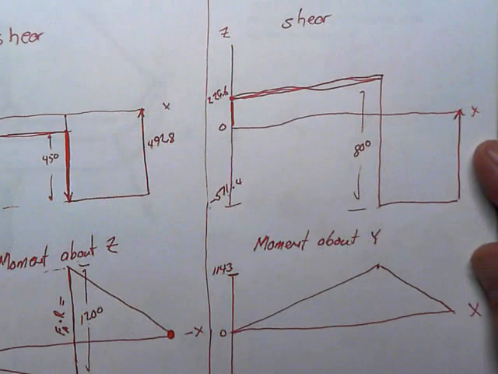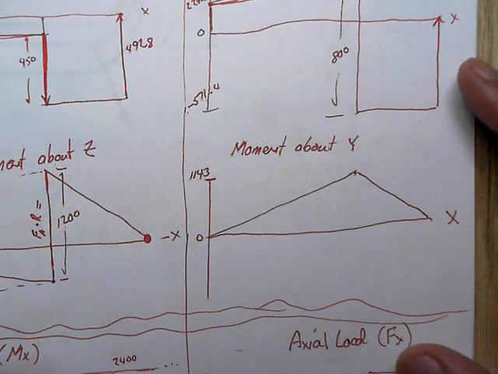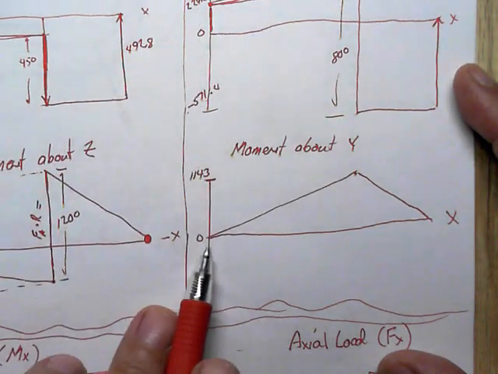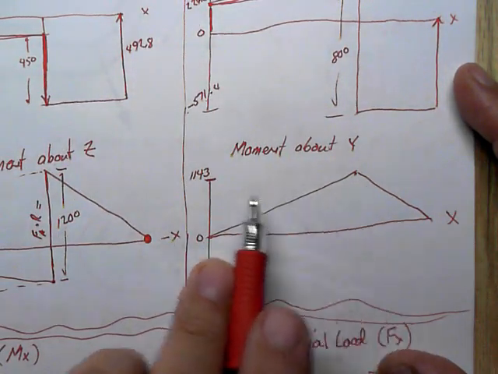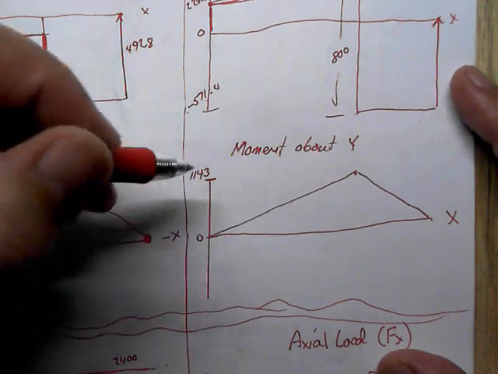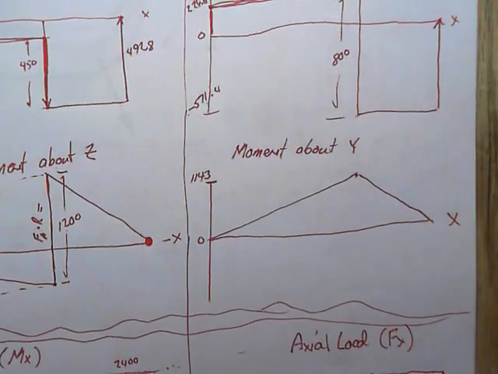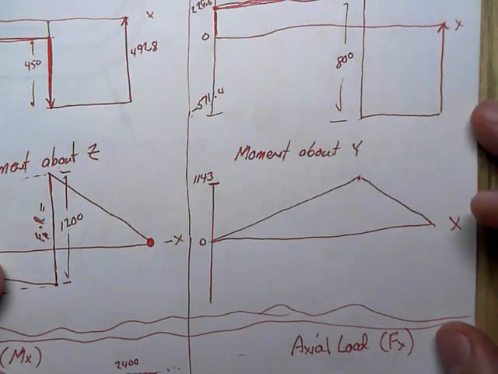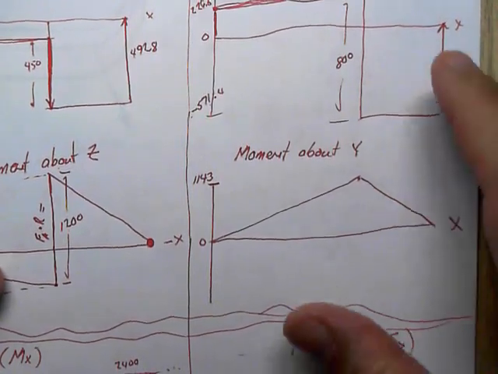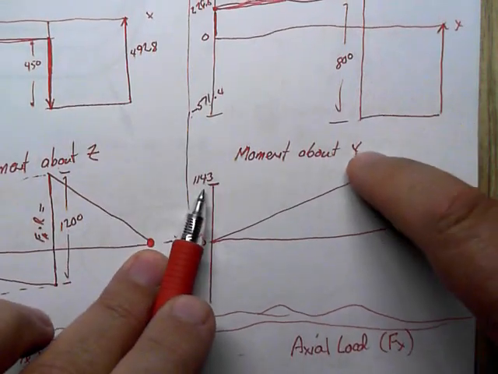Our moment about the y-axis, since we're in the XZ plane, moments would be about the y-axis, and that would be the distance we travel away from the 228.6 load. Traveling 5 inches gets us to 1,143. Okay, so it gets us there. Then the area under this curve, which is the 571 depth times 2, will bring us back down to 0 from the 1,143.